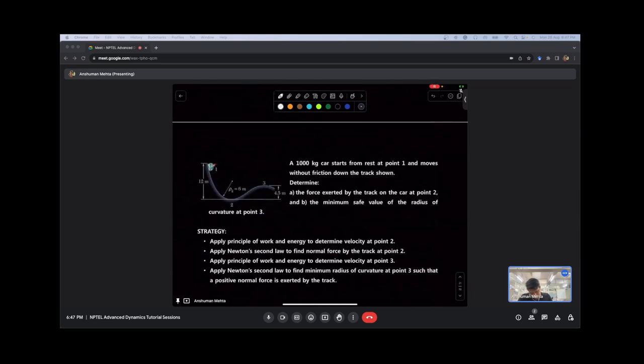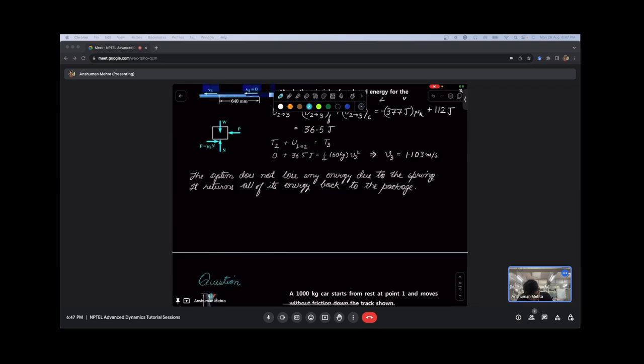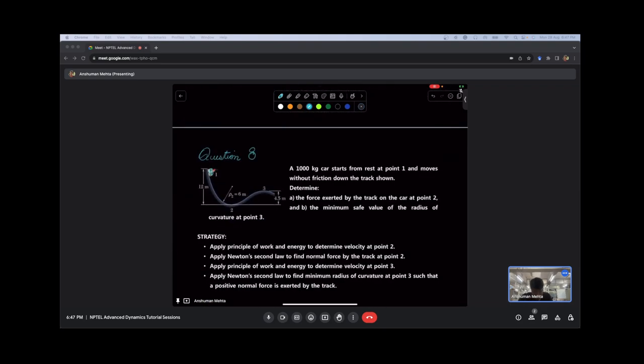Moving to the next question, question number 7. So a 1000 kg car starts from rest from point A as shown in the figure, and it moves without friction down the track as shown. Determine first A, the force exerted by the track on the car at point 2, which is the lowest of the datum, and B, the minimum safe value of the radius of curvature at point 3.